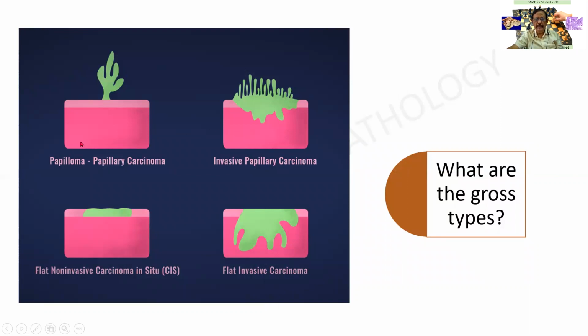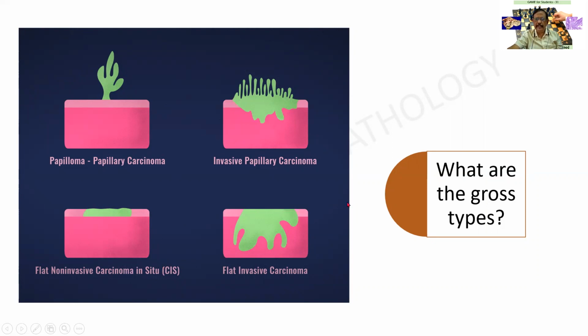Please follow this. There are the gross lesions which can be resembling this. One can be papillary or finger-like projections. This can be just superficial and papillary, or it can be invasive, which means it is a malignancy. So papillary process as well as invasion. In another type, you find that it is flat, non-invasive, which we call as carcinoma in situ. In situ means no invasion. Or it can be flat and invading, flat invasive carcinoma.